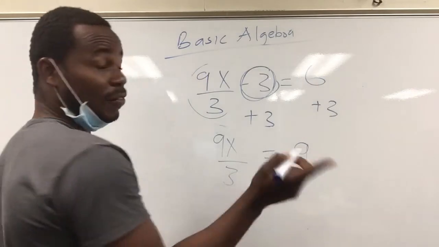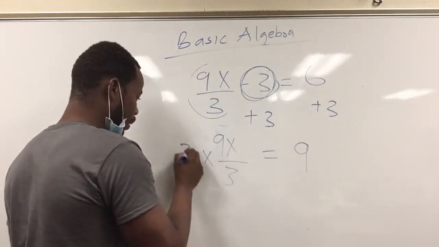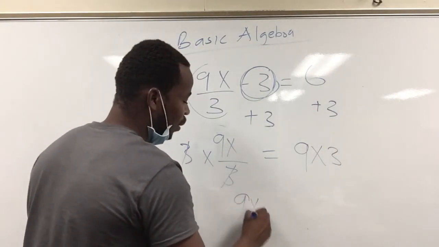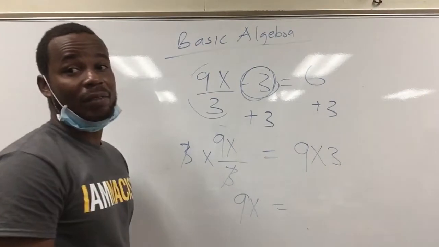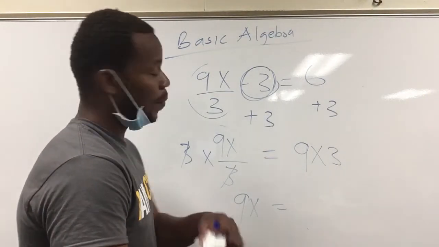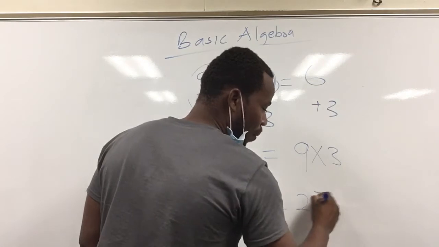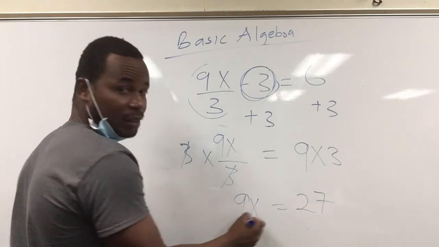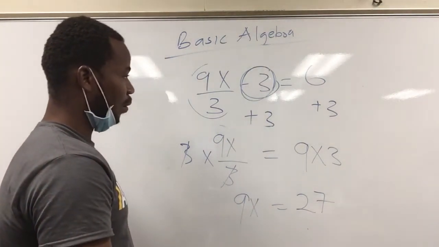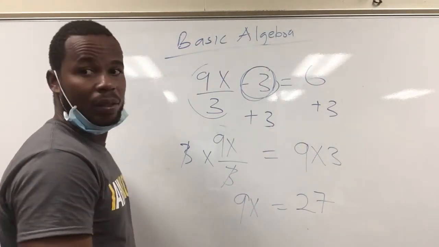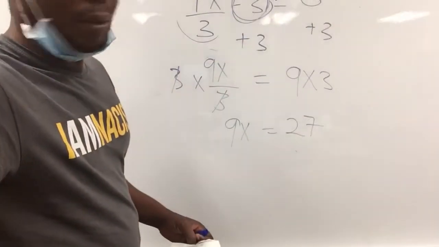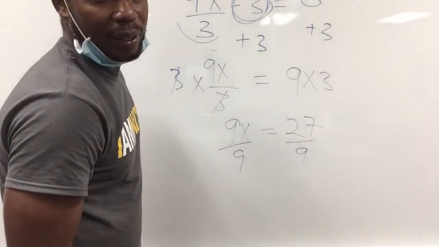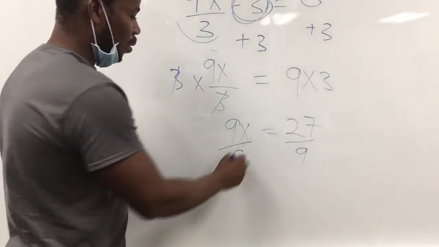Now from what we already learned, multiply this by 3, multiply that by 3. This will cancel this, so I'm left with 9x is equal to 9 times 3. What's 9 times 3? By now you should know your times tables. 9 times 3 is 27. Perfect. Now, what do we do to get x? Just divide by 9, divide by 9.